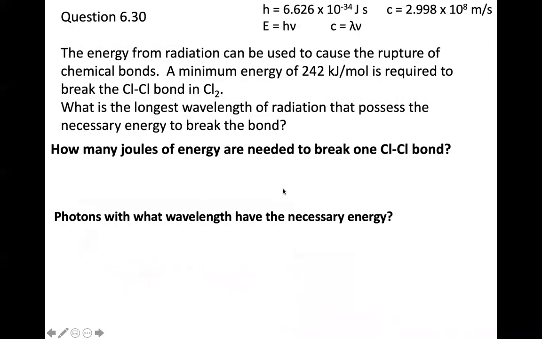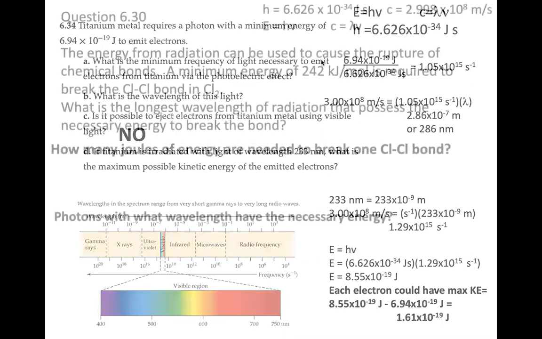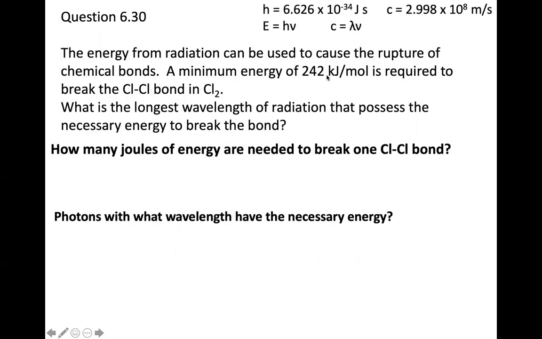Here's another way that I've seen both of these equations used in questions. So this is another 6.30, another end of chapter 1. This one says, the energy from radiation can be used to rupture chemical bonds. A minimum of 242 kilojoules per mole is required to break the bond in Cl2. This would be the bond enthalpy value. Those are in kilojoules per mole. What would be the longest wavelength that you could use to break that particular bond? So this one's got an important feature that I need to point out for you.